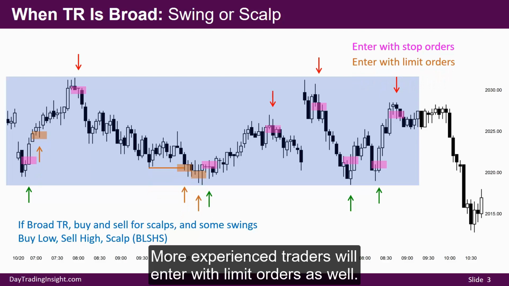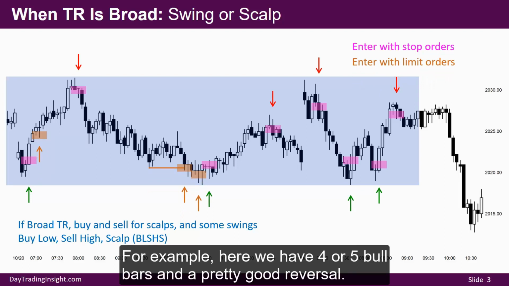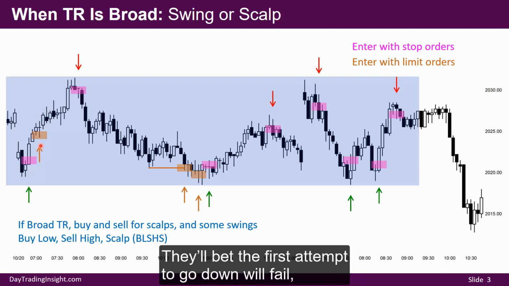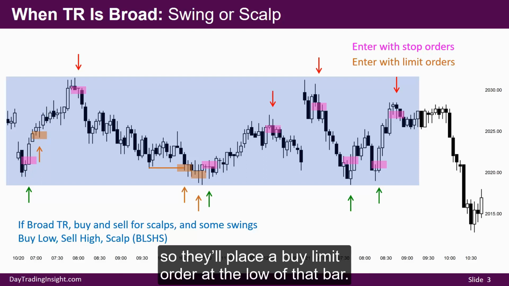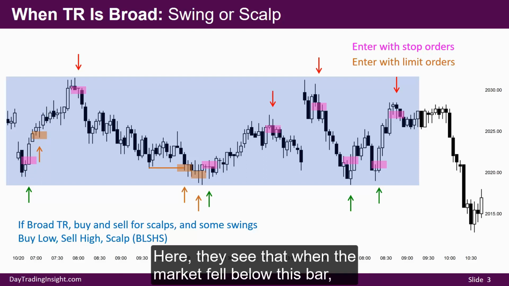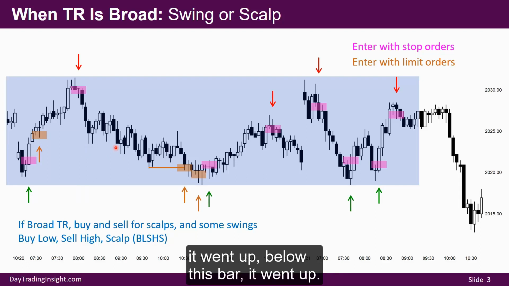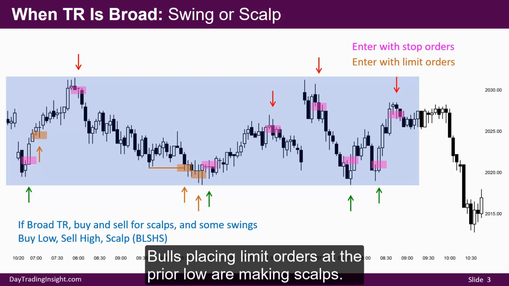More experienced traders will enter with limit orders as well. For example, here we have 4 or 5 bull bars and a pretty good reversal. They'll bet the first attempt to go down will fail, so they'll place a buy limit order at the low of that bar. Here, they see that when the market fell below this bar, it went up. Below this bar, it went up. So limit order bulls are making money. So bulls placing limit orders at the prior low are making scalps.